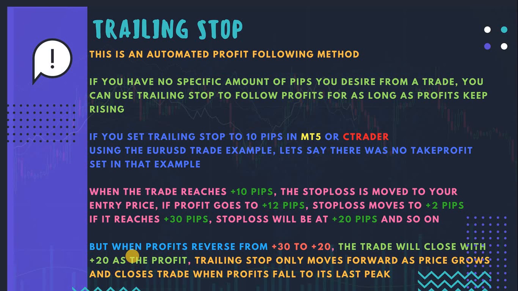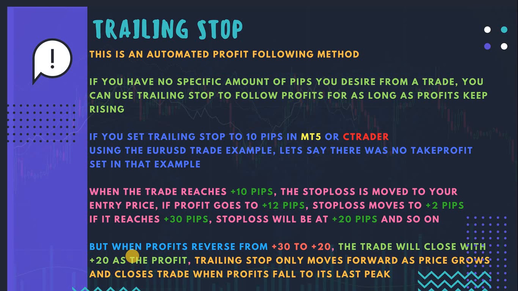Now if you set trailing stop to 10 pips in MT5 or CTrader, let's use the Euro USD trade from the previous slide as an example, and we take away the take profit from that trade. Instead we use a 10 pips trailing stop. Now when the trade reaches 10 pips profit, the stop loss is moved to your entry price, so that if price goes back 10 pips, your trade gets closed without loss.